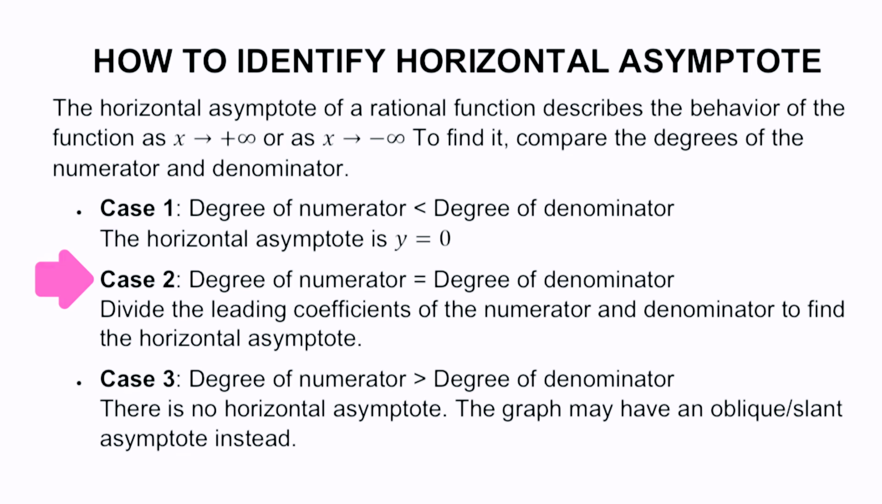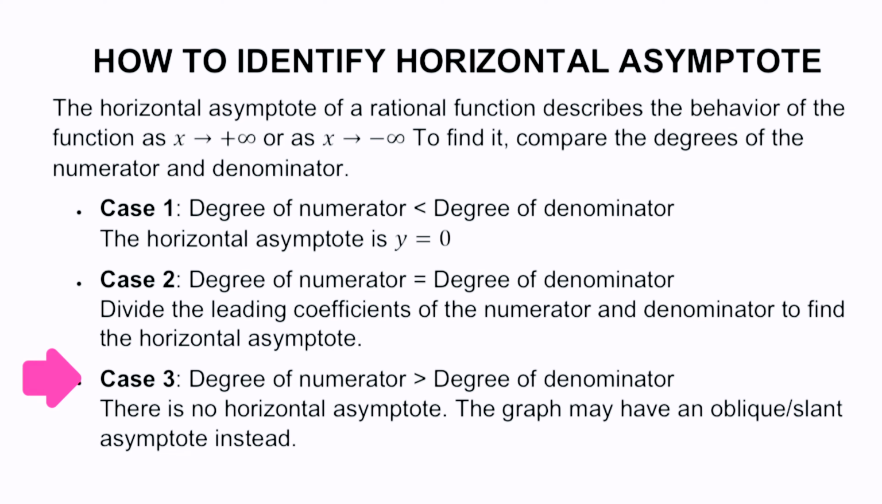For the second case, when the degree of the numerator and the degree of the denominator of the rational function are equal, then to determine its horizontal asymptote, we divide the leading coefficients of the numerator and the denominator. For case 3, the degree of the numerator is greater than the denominator, then there is no horizontal asymptote. However, the graph may have an oblique or slant asymptote instead. To determine the equation of the oblique or slant asymptote, we divide the given rational function. We can use long division for it.